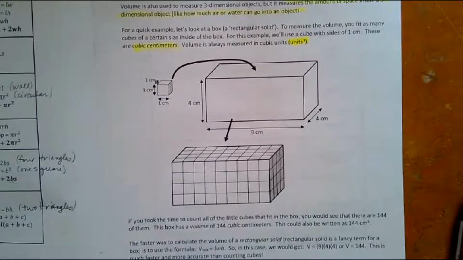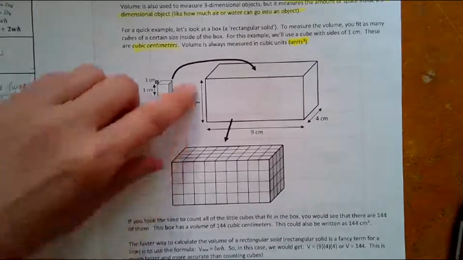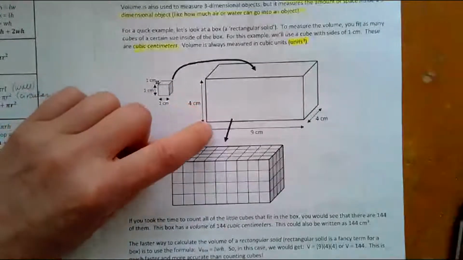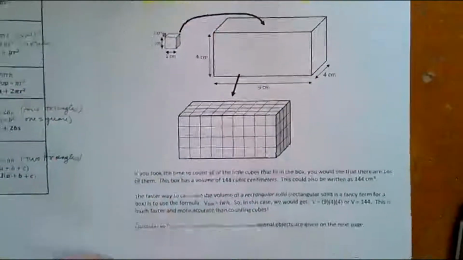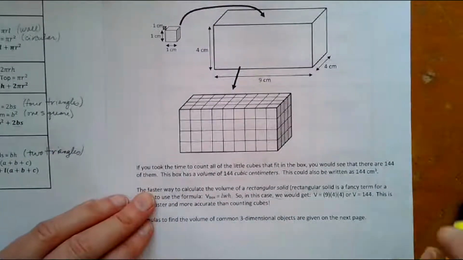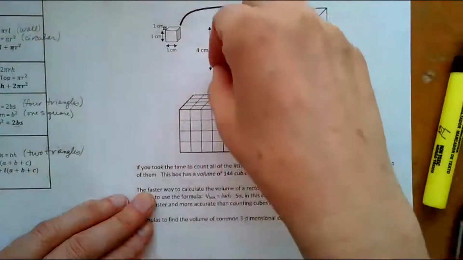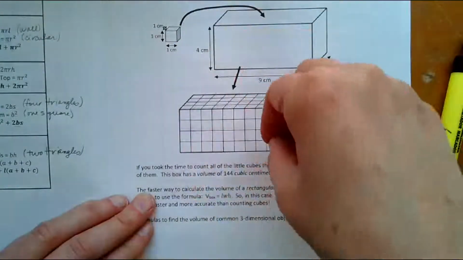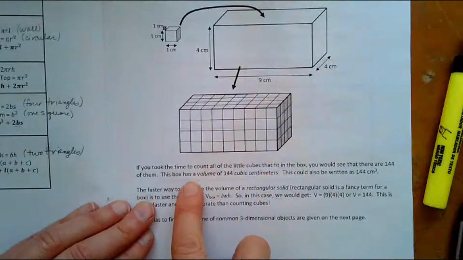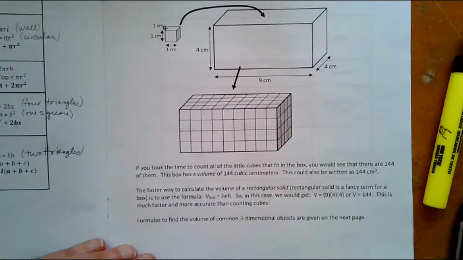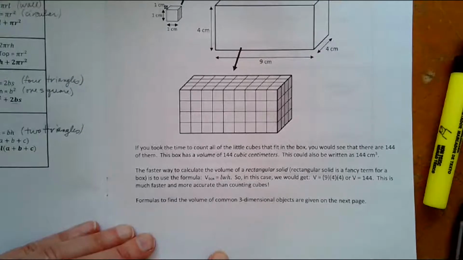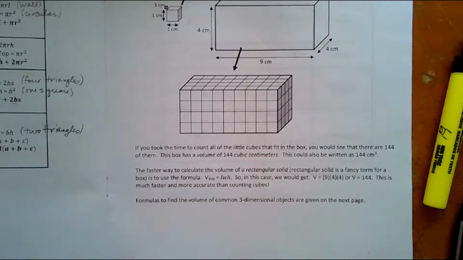So here I have a box with dimensions, a height of 4, a length of 9, and a width of 4 as well. If you had some little dice-shaped things and you could fit them inside the box neatly and evenly, you'd find there's 144 of these little cubes that could fit in. We don't generally have time to do that in our day-to-day lives or in math class, so we use a formula.